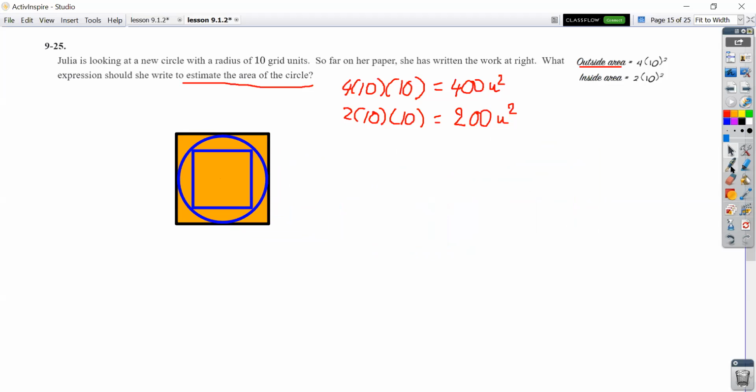It should be between 400 and 200 square units. So it should be between those two numbers. So it should be 300 square units. Okay, so the area of the circle should be between 400 square units and 200 square units, which is 300 square units.